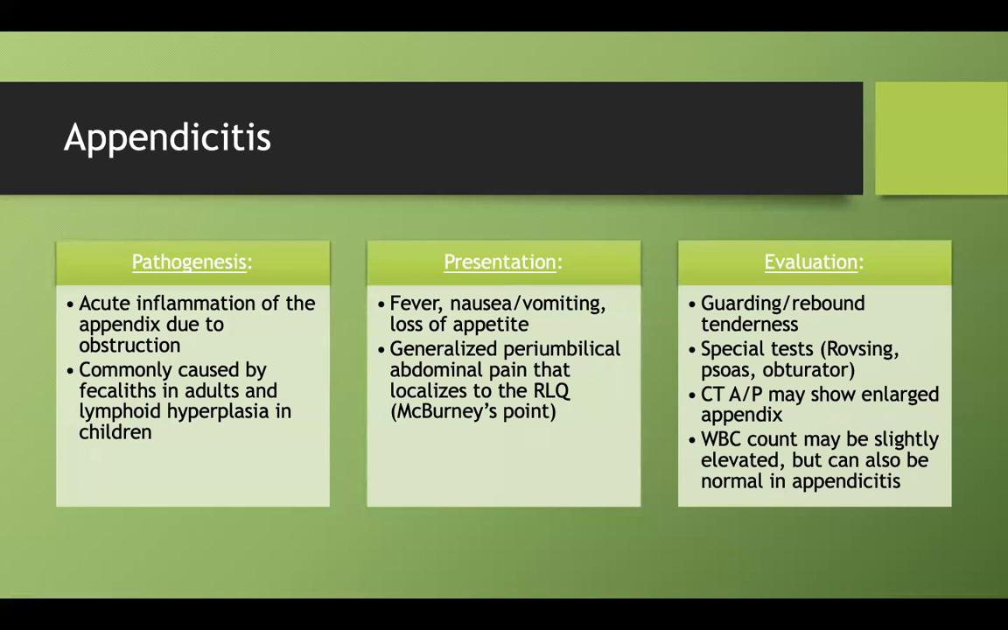Another thing with your evaluation, you'll probably get a CBC, and just note that on tests, the white count is almost always elevated. I don't think I've seen an appendicitis question where it's not, for step one at least. But just realize in real life, it's not always, you can have a normal white count and still have appendicitis.